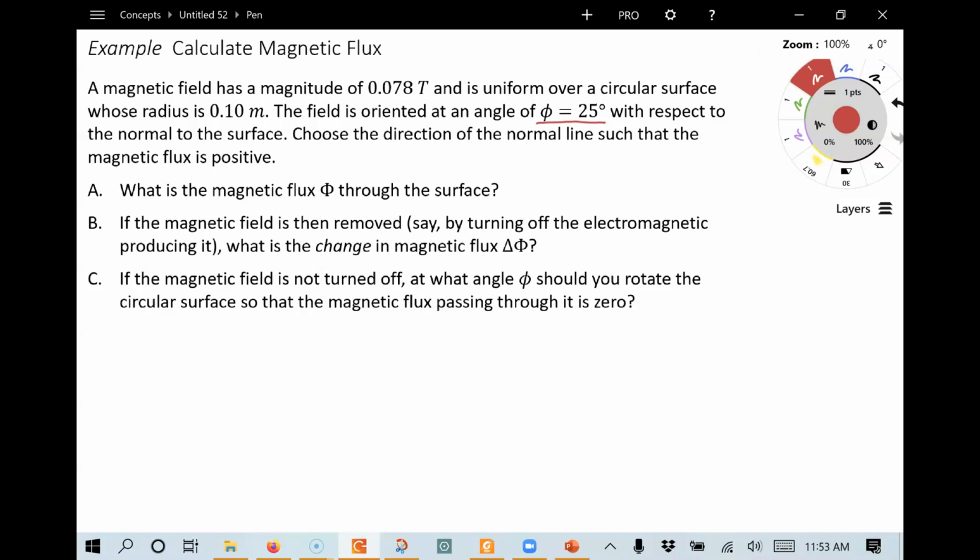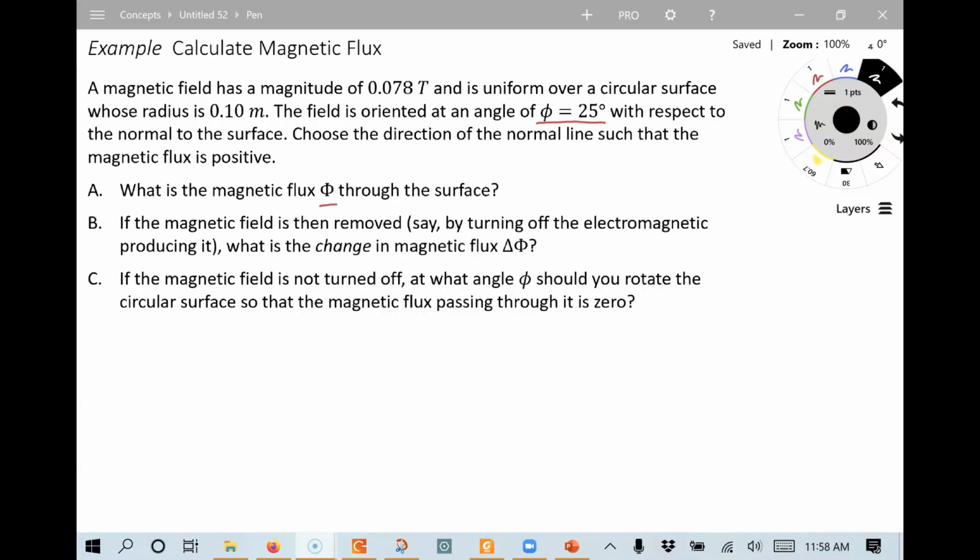Part A asks us, what is the magnetic flux? Capital phi, turns out. Those are different. Distinguish those two. What is the magnetic flux through the surface? So to start this problem, we need to figure out how to visualize this. Since the magnetic field direction hasn't been specified, we're free to choose that direction, but we have to orient the circular surface so that the angle phi, 25 degrees, is accurate.